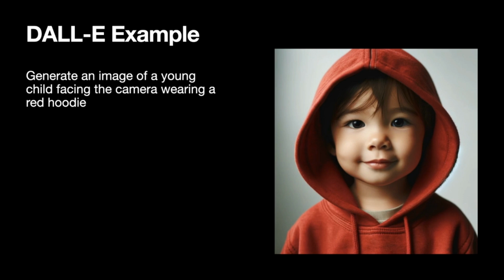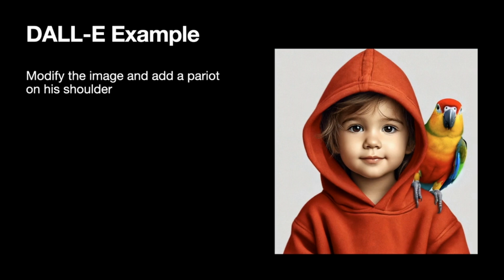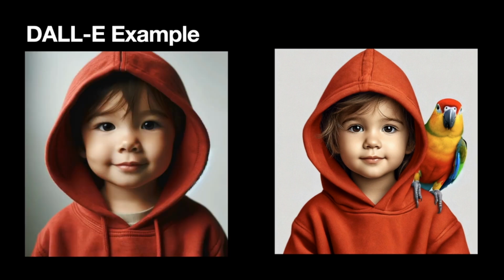Now, remember I said I can modify it. The next prompt was, modify the image and add a parrot on his shoulder. And this is what came back. Now, as you can see, it's a different child. The image is a little bit different. But the gist of it is, if you need to modify things and you want to keep the same image, you'll have to take it outside to another application. But as you can see, it's very simple. With a command like that, I can generate these photorealistic images.